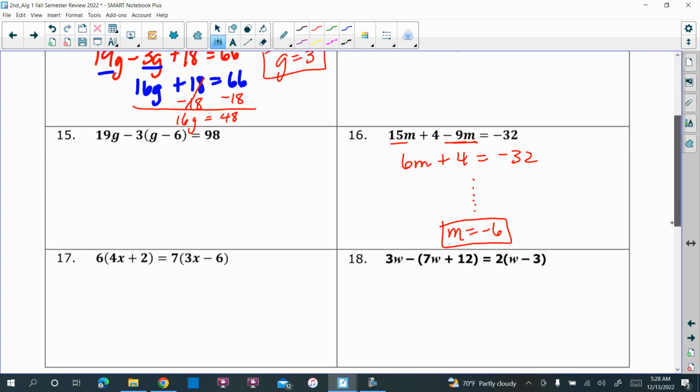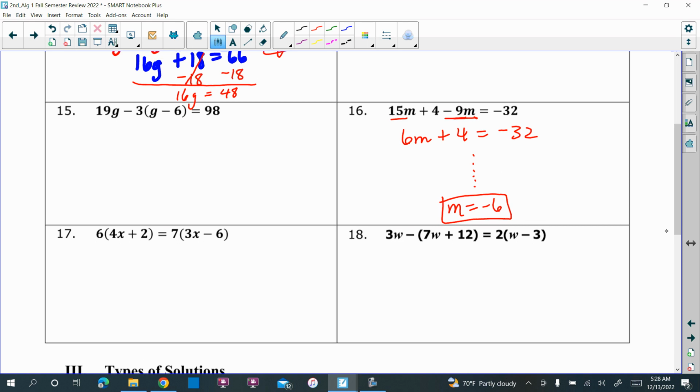And then on 18, don't forget that's like an invisible 1 there that you need to distribute. Oops, sorry, it goes right there. So 3w minus 7w minus 12 equals, and then you distribute the 2 on the other side of the equal sign, 2w minus 6. Hopefully we see here we need to combine our like terms, which gives us a negative 4w minus 12 equals 2w minus 6.